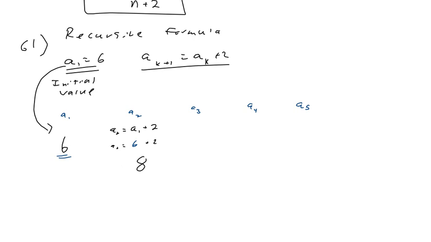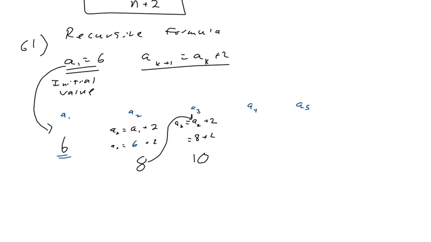A sub 3 says, okay, if I want A sub 3, I need to use A sub 2 and add 2, right? Again, our pattern is to get the next one, use the previous number and do something to it. So A sub 3 is A sub 2 plus 2. A sub 2 is right here, right? So you feed the last number into our next number. 8 plus 2, that's going to be 10.